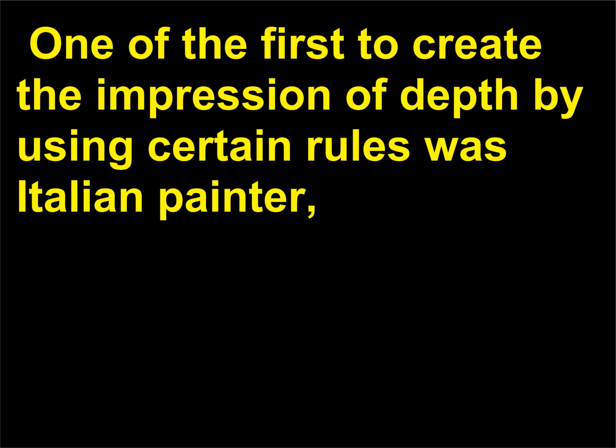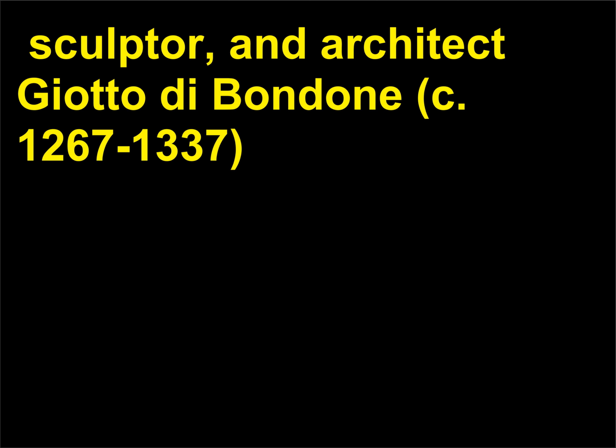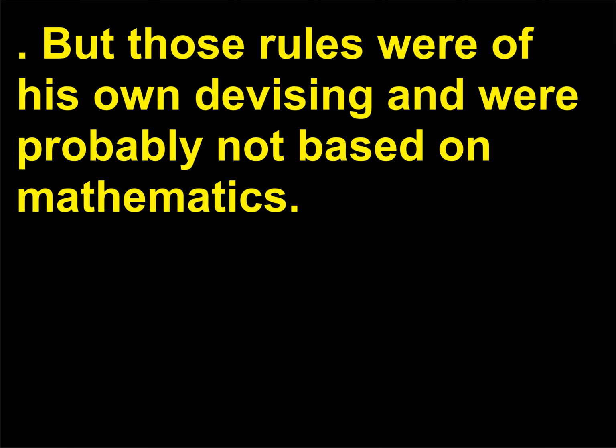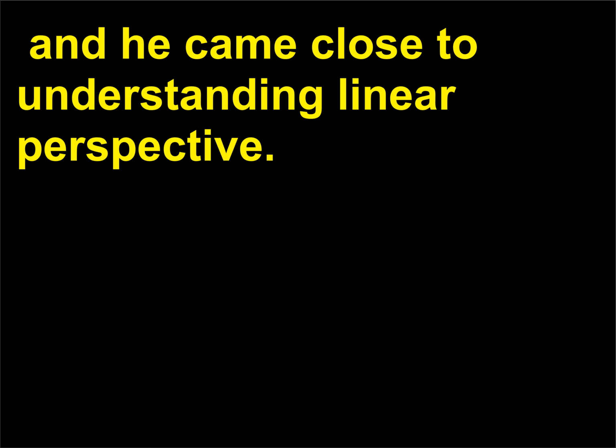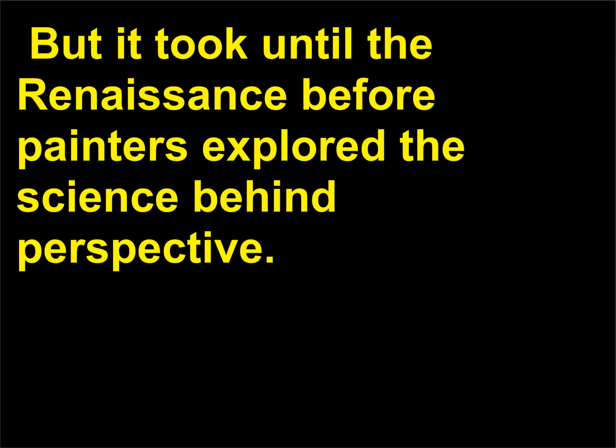One of the first to create the impression of depth by using certain rules was Italian painter, sculptor, and architect Giotto di Bondone, c. 1267–1337. But those rules were of his own devising and were probably not based on mathematics. Whatever the case, he clearly worked out a way to represent depth in space. And he came close to understanding linear perspective. But it took until the Renaissance before painters explored the science behind perspective.